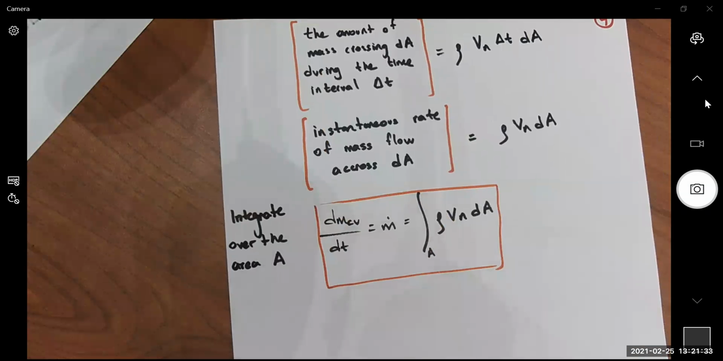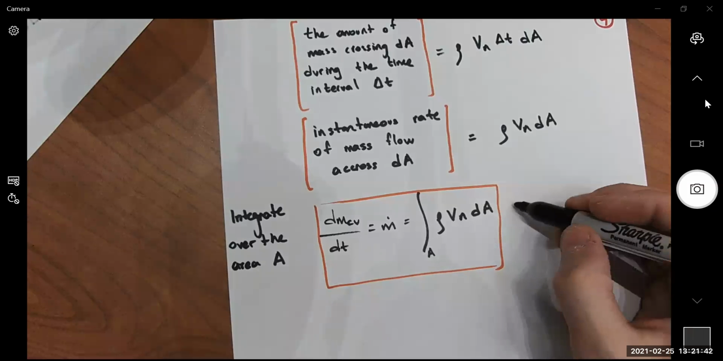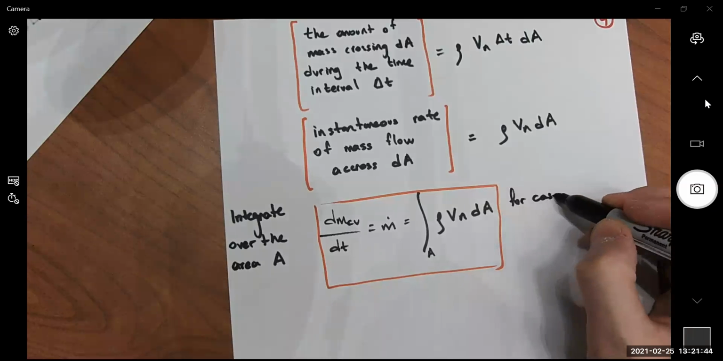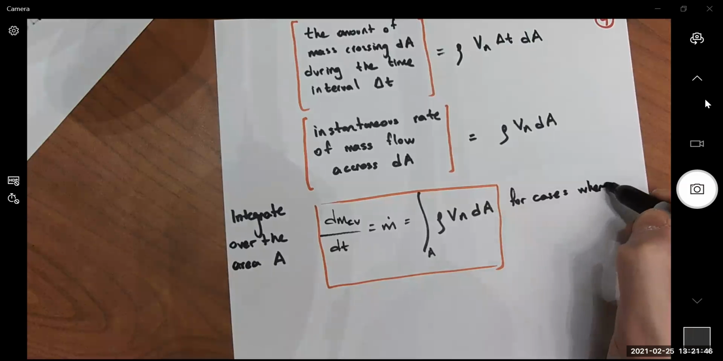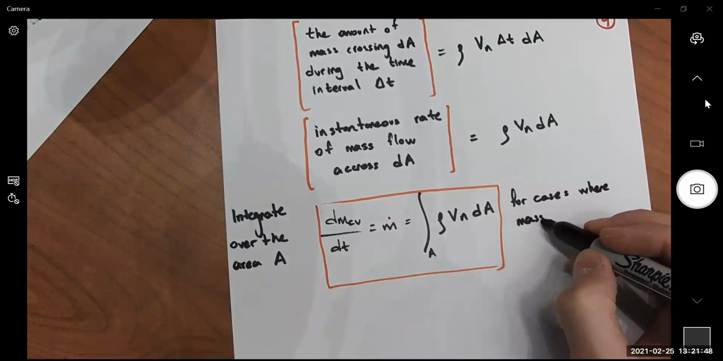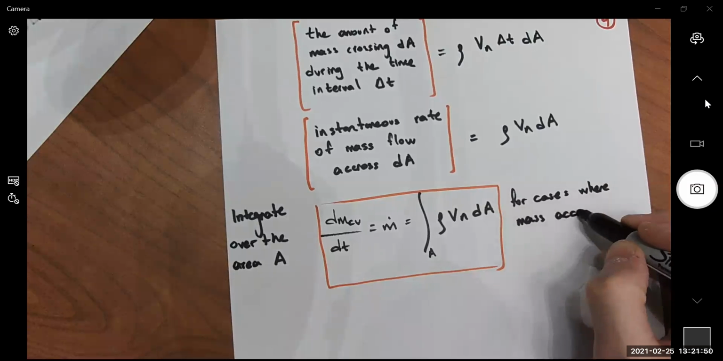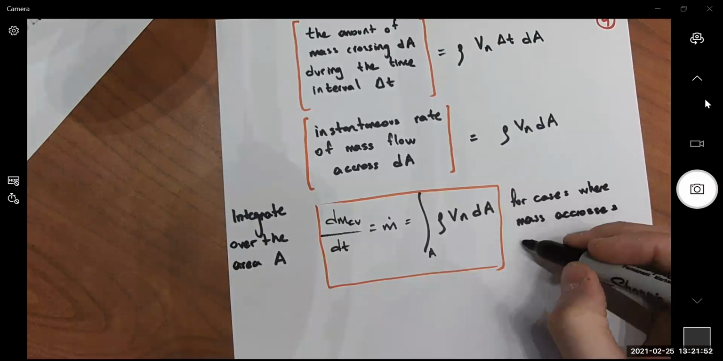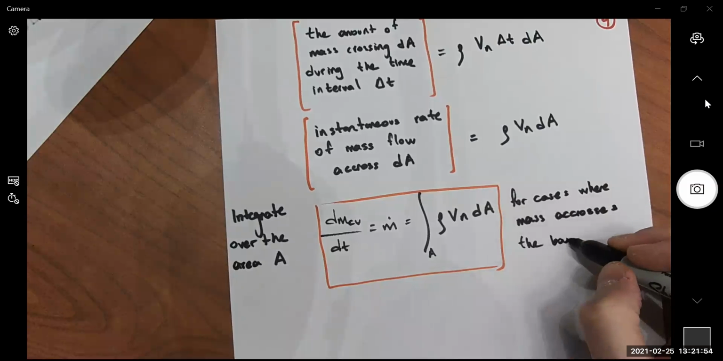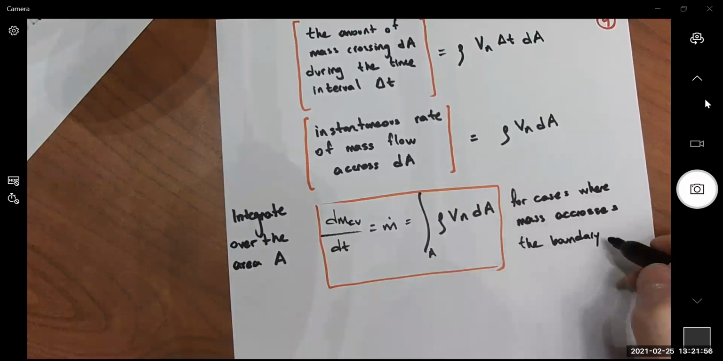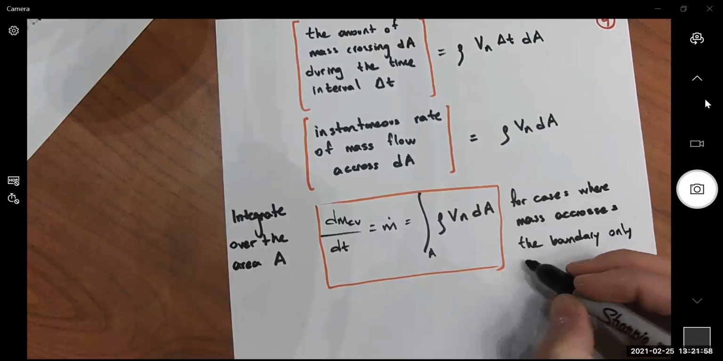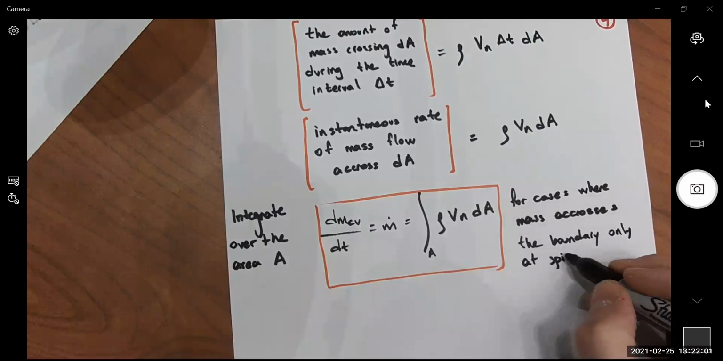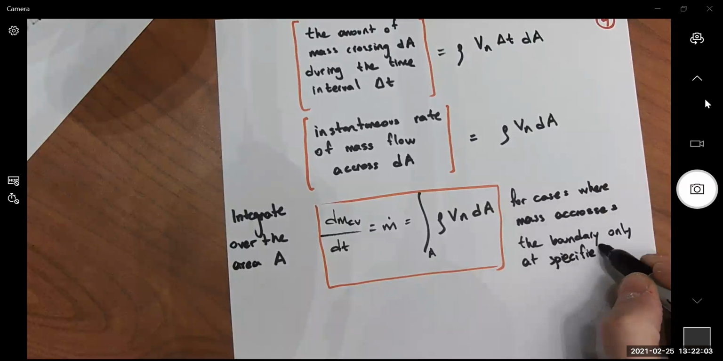This is the case where mass passes through a specified area. For example, you can call it pi, right? For cases, for example, where mass crosses the boundary only at specified areas.